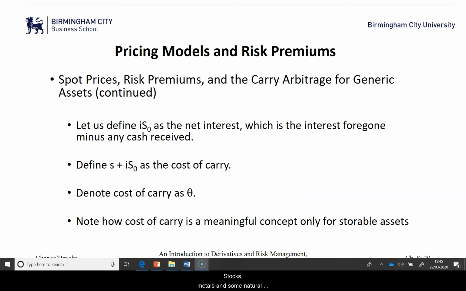Stocks, metals, and some natural resources such as oil are indefinitely storable. For many agricultural commodities, there is limited storability. However, grains have a fairly long storage life. Similarly, in financial markets, treasury bills have a maturity of up to 1 year, so their storability is limited. On the other hand, treasury bonds have long-term maturities and hence have a long storage life.